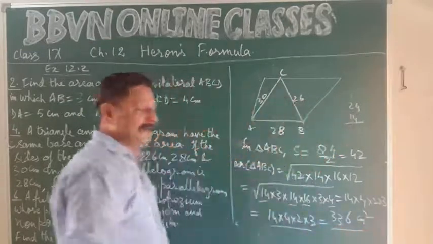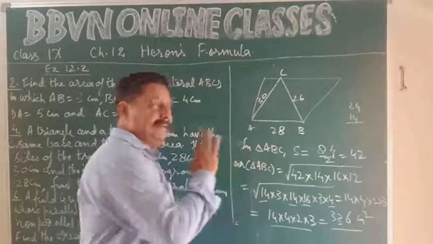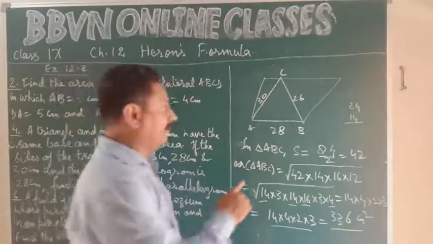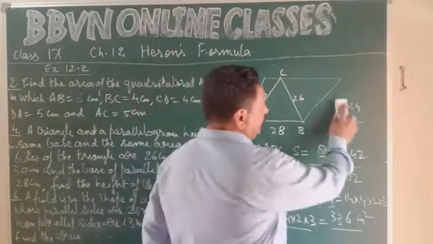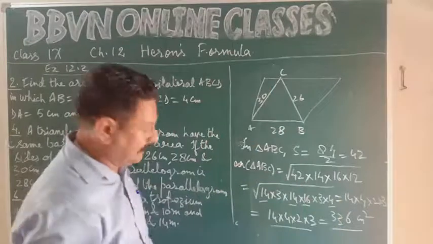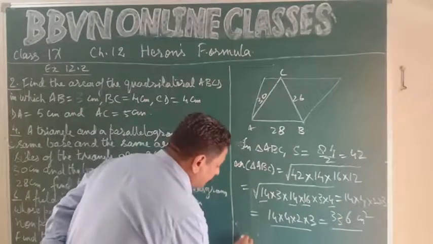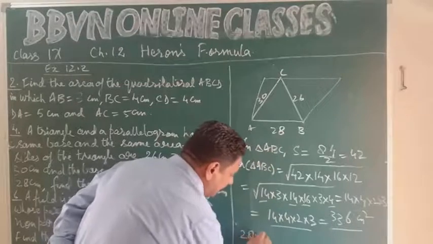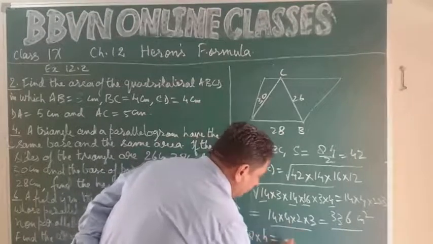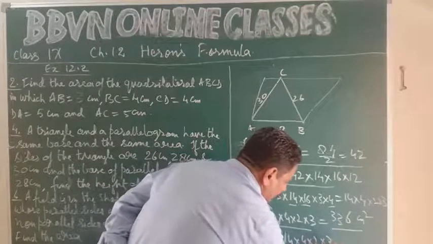Now this is the area of the triangle. The question says the area of the parallelogram is also the same, and the base of the parallelogram is 28. So we know that the area of a parallelogram is base into height. So area of parallelogram, base into height: we have the base of the parallelogram as 28 into height, which we don't know, is equal to 14 into 4 into 2 into 3.